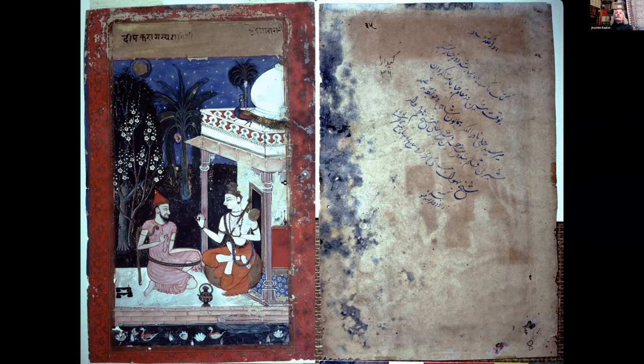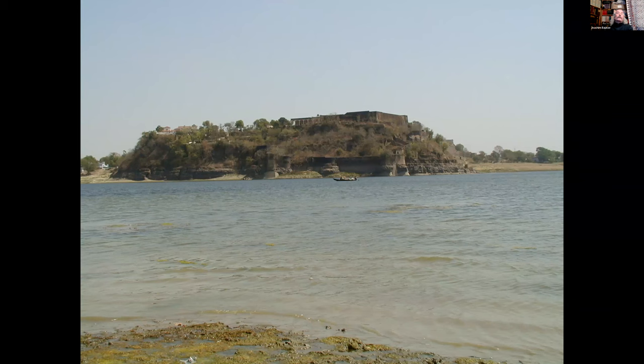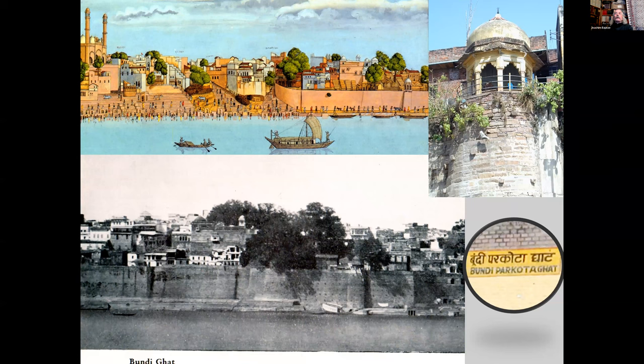Has anybody ever been to Chunar? Most people haven't. This is the fortress of Chunar on a peninsula east of Benares or Kashi in the Ganga River, or as one says here, the island, the Ganges. And Rao Sojan built in 1580, this you can read in any book on Benares, the so-called Bundi Ghat.